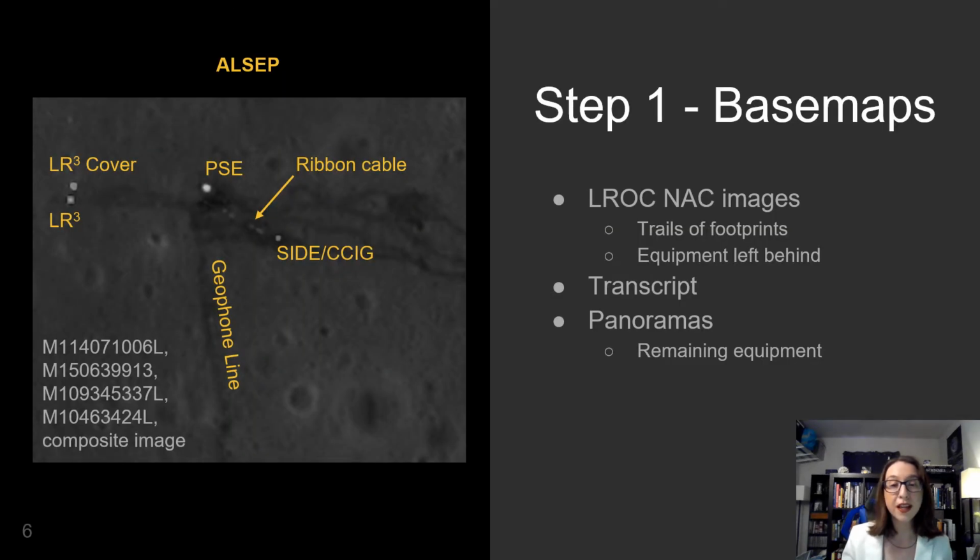And then, of course, we can get into the mapping. We always start with the most high-resolution LROC NAC images, in which we can see the trails of footprints and some of the equipment that was left behind on the moon. Then we add the transcripts and the panoramas to find the remaining equipment. Over on the left, you can see an example in a composite NAC image that shows where a few different pieces of equipment can be seen.